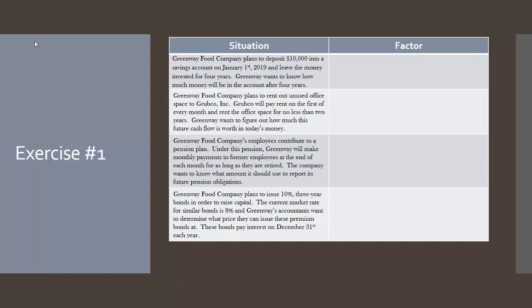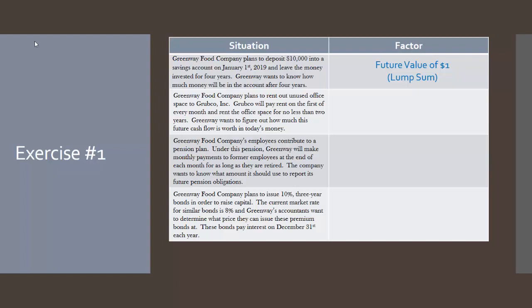We know how much we're putting in today, the present value, and we're looking for 4 years from now, the future value. Are we putting in one lump sum, or are we putting in a stream of payments? We're making a one-time $10,000 deposit. So the formula or the factor that we would have to use is the future value of one, or the future value of a lump sum.